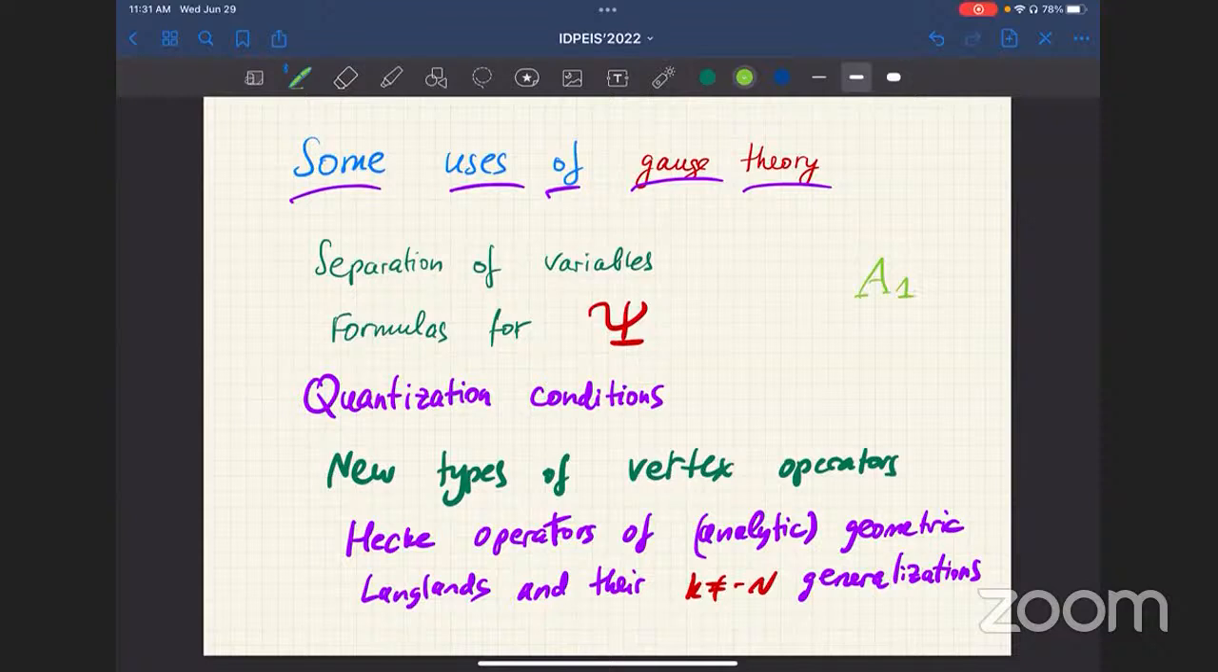One gets quantization conditions for the quantum integrable systems, also from the asymptotics of the Z function. So this is in the limit epsilon 2 to 0. One gets new types of vertex operators in this generalized CFT. So if instead of the transverse surface operators, you study parallel surface operators, they map to something new on the CFT side.